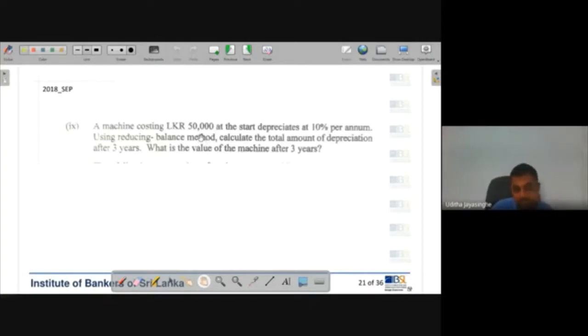But is that the method? No. Using the reducing balance method, calculate the total amount of depreciation after 3 years. Total amount of depreciation after 3 years. Be careful on this question. See, there are two parts actually. Calculate the total amount of depreciation and what is the value of the machine after 3 years.